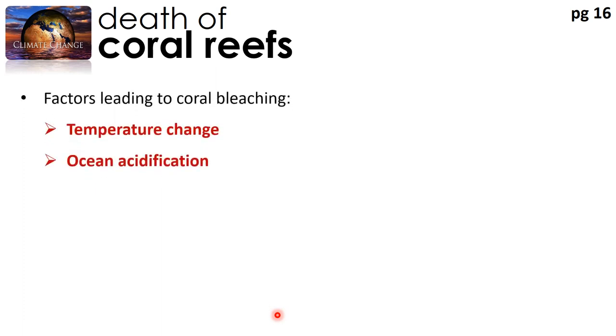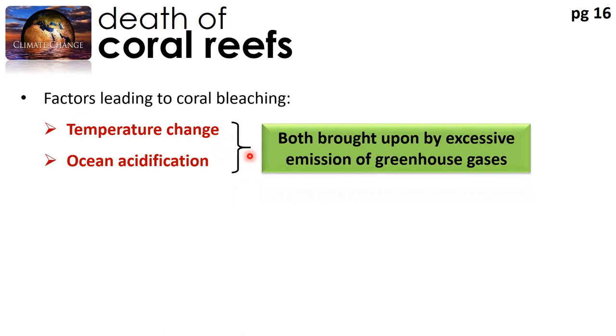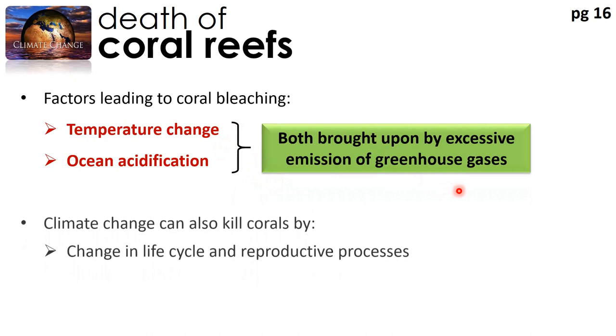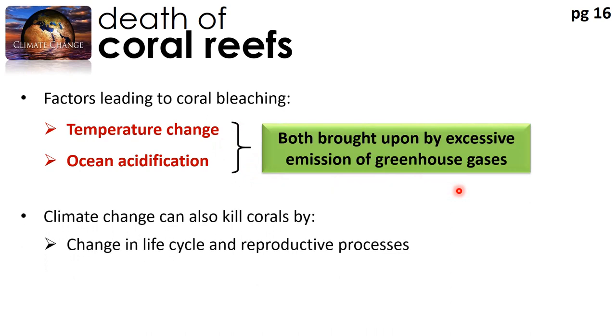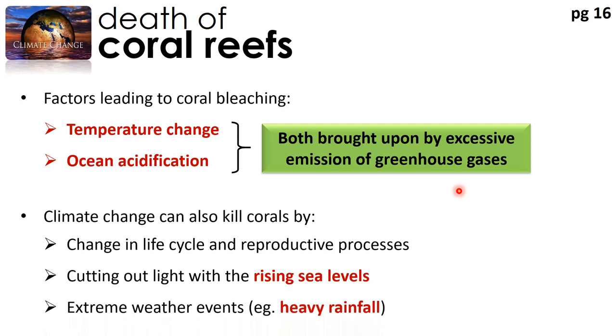Now let's take a look at the factors that will lead to coral bleaching. The first two common ones are temperature change and ocean acidification. Now, these two are brought upon by excessive emission of greenhouse gases. Climate change can also kill corals by changing their life cycles and reproductive processes. Okay, rising sea levels will also cut out light that the corals like. Okay, and extreme weather events can also physically damage corals.